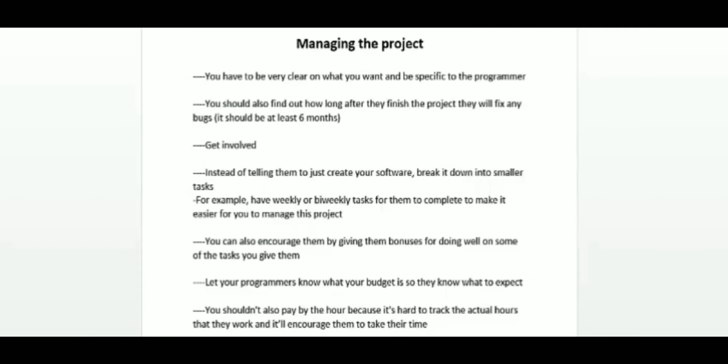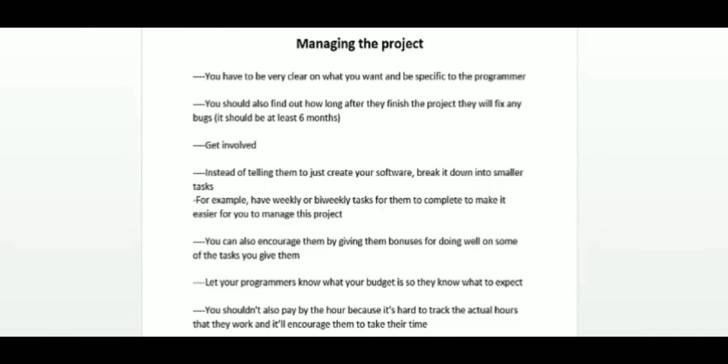When you're working with your programmer, you have to be very clear on what you want and be specific with the details. So make sure you've done your research before you hire someone to start working on your project. You should also find out how long after they finish creating your software they will be able to fix any bugs. In my opinion, it should be at least 6 months after they've completed the software, where they can still fix anything that's wrong with it.